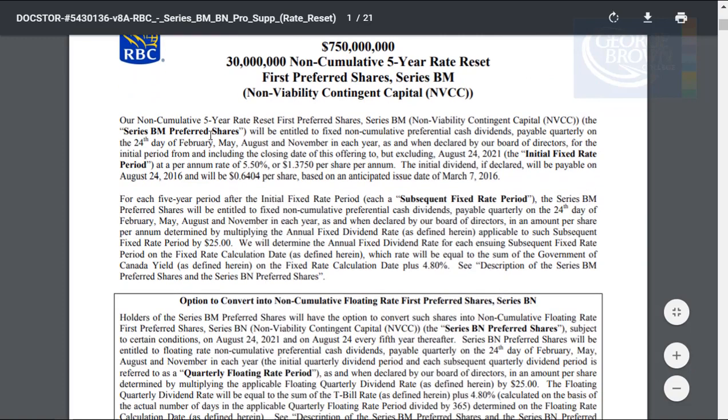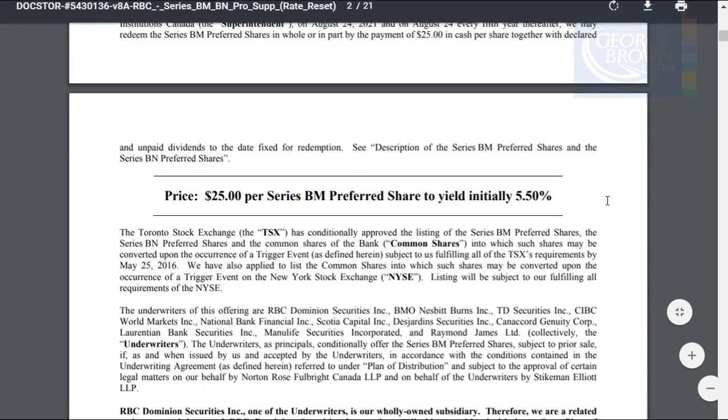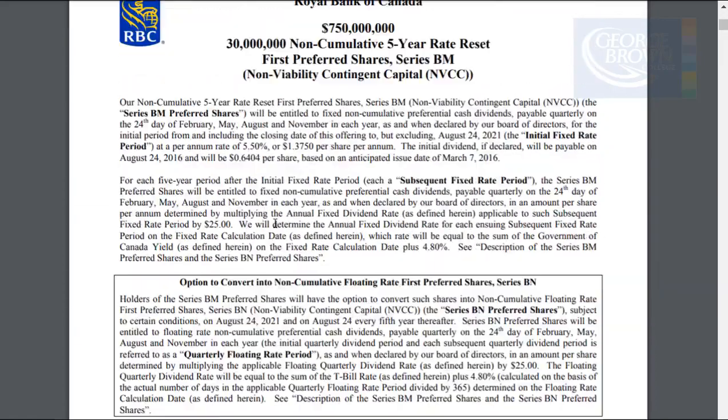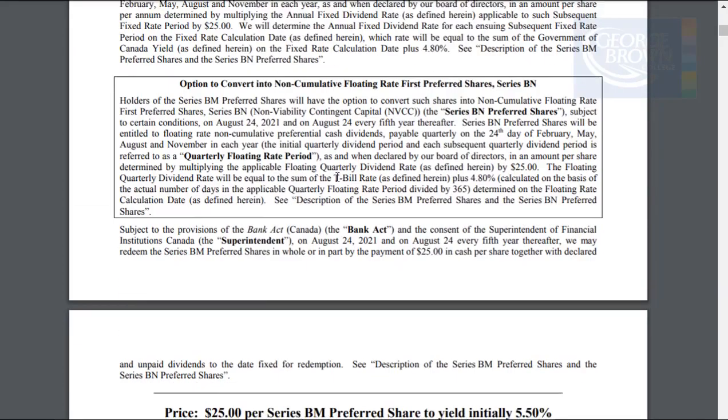Okay, so that's showing a non-cumulative 5-year rate reset preferred share was issued, and so that's got some different types of features, and you can see again the price was $25, and it was initially to yield 5.5%, and it was going to be traded on the Toronto Stock Exchange. And let's just look at what that feature is in terms of the 5-year rate reset.